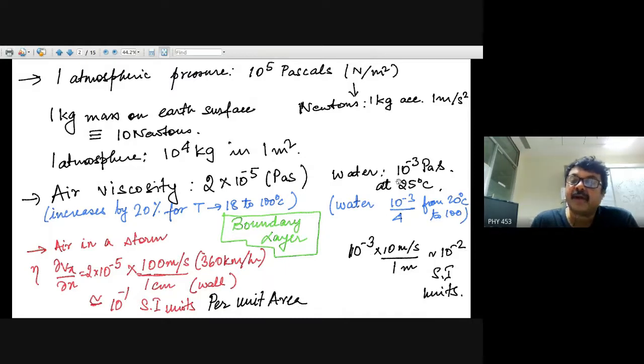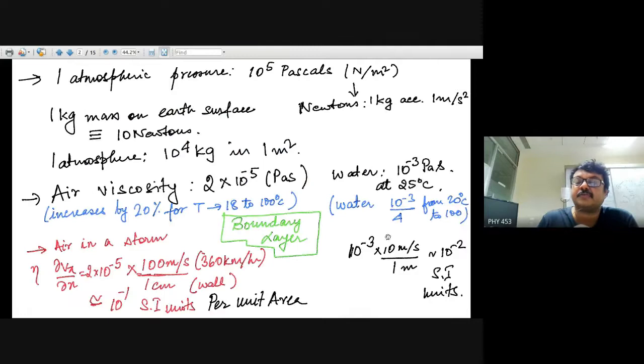So if you were swimming and viscosity is 10 to the minus 3, which sounds small, let's look at what kind of numbers you get. You would a priori think that if you are swimming at 1 meter per second and moving your hand, pulling the water at around, suppose, 10 meters per second, which is what I guess Olympic swimmers would do, and you are 1 meter away from the wall, is that the right velocity gradient?